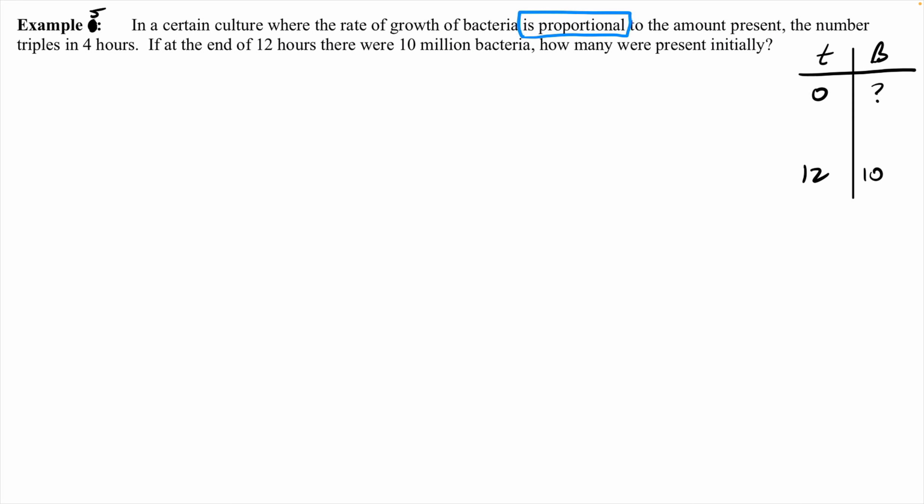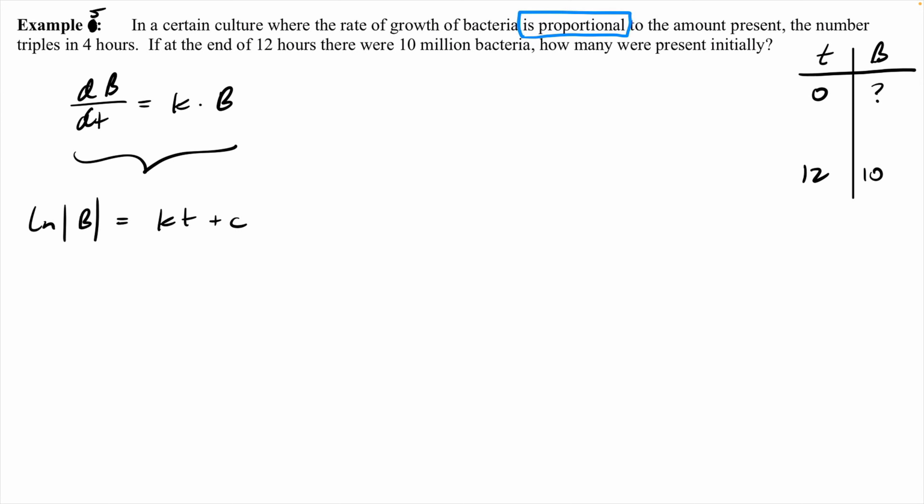So let's set up what we need to set up. We know it's dB over dt equals K times B, right? Let's skip all that other stuff. What is it going to end up being when we're down here? It's going to be the natural log of B equals KT plus C, right? Let's skip those steps because it's just repeating itself, just different letters.